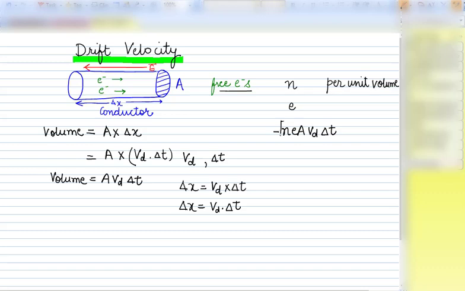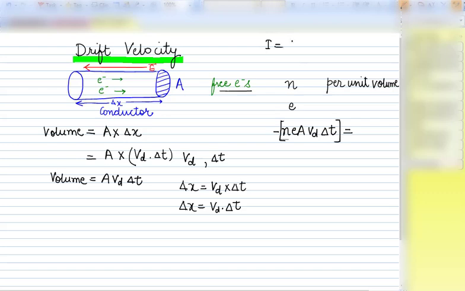So this is the total charge. So total number of electrons: this is the number of electrons per unit volume, so we multiplied with the volume. So this is the total number of electrons, and each of these electrons has the charge e. So this will give us the total charge carriers.